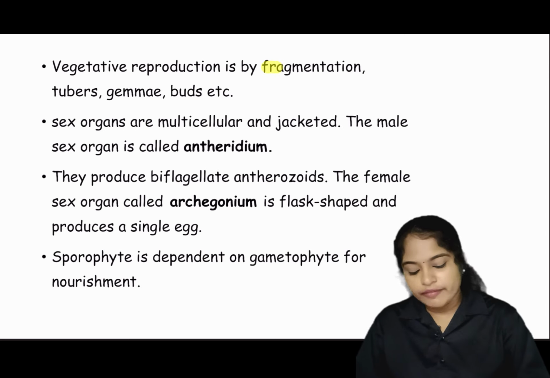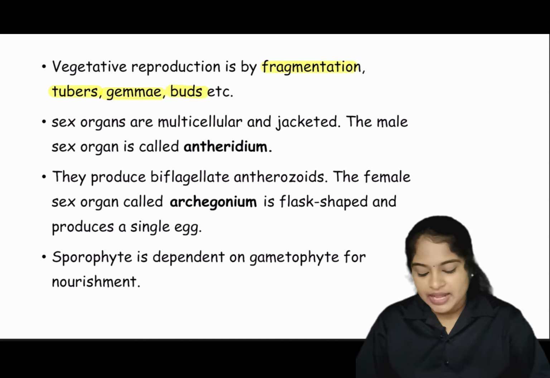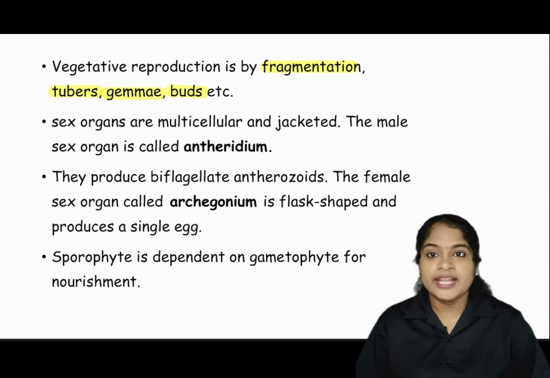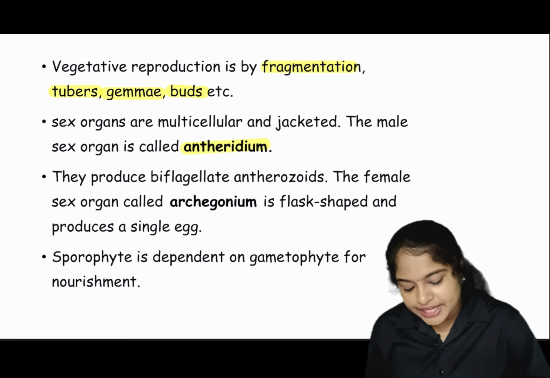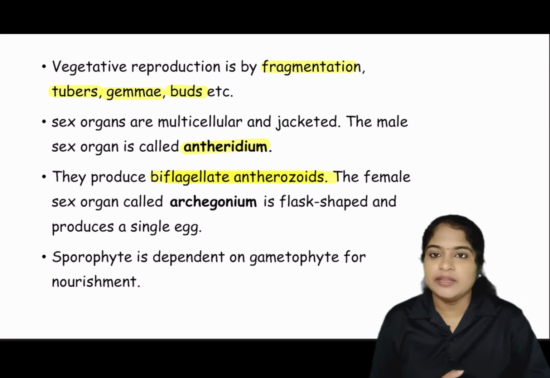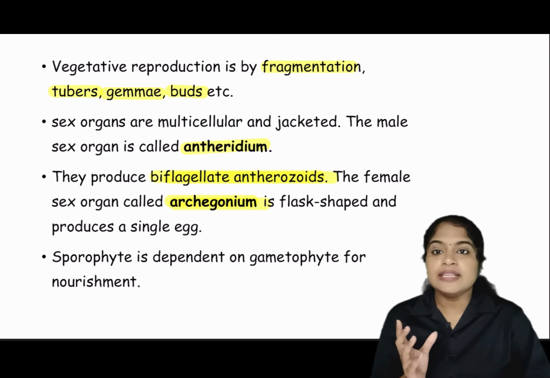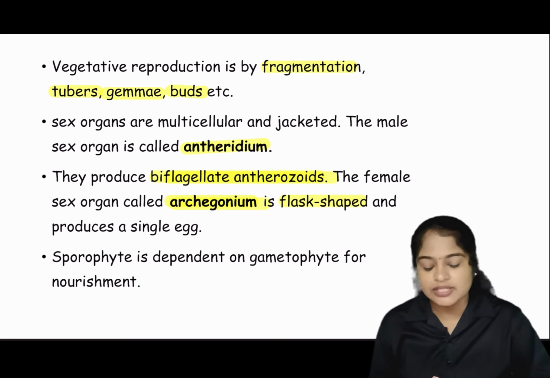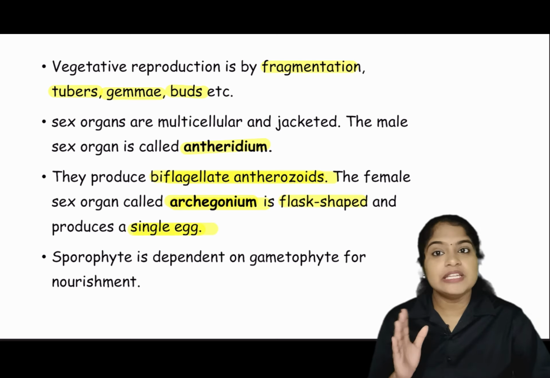Vegetative reproduction in Bryophytes is by fragmentation, tubers, gemmae, buds, etc. The sex organs are multicellular and they are jacketed. The male sex organ is called the antheridium and it produces biflagellated antherozoids. This is very important. The female sex organ is called the archegonium, a flask-shaped structure, and it produces a single egg cell. The sporophyte is dependent on the gametophyte for its survival.